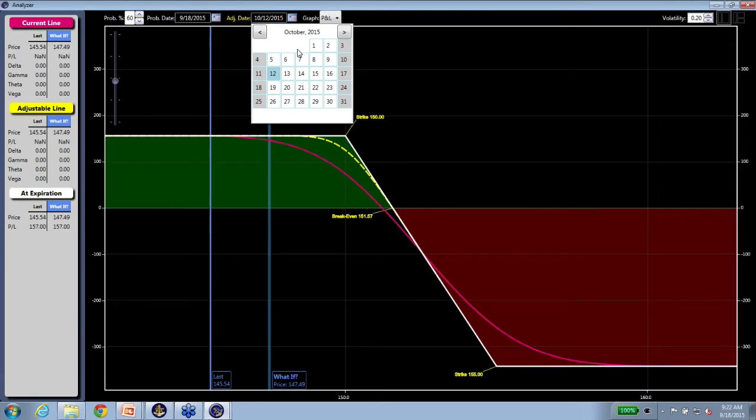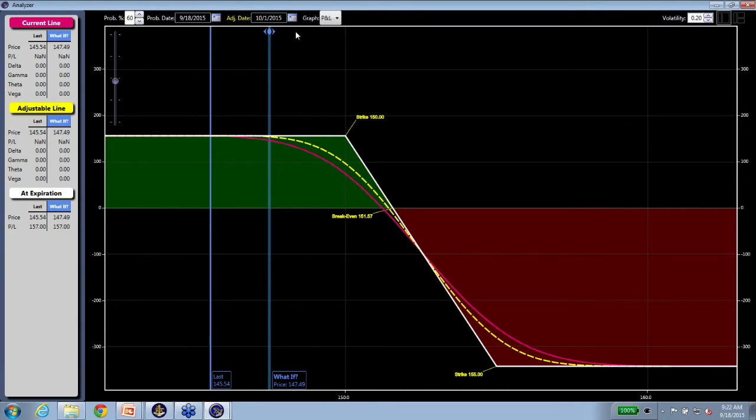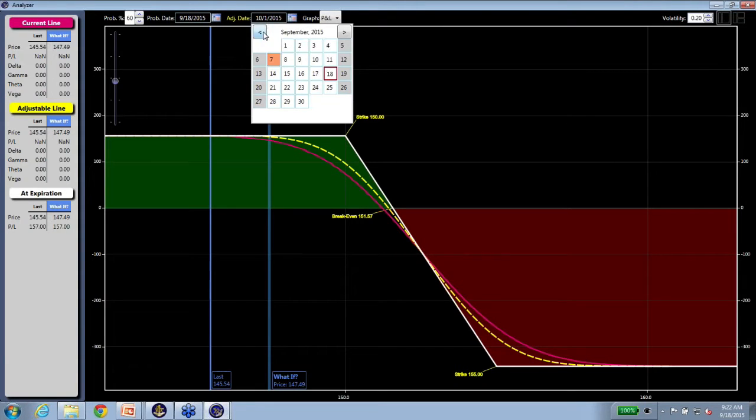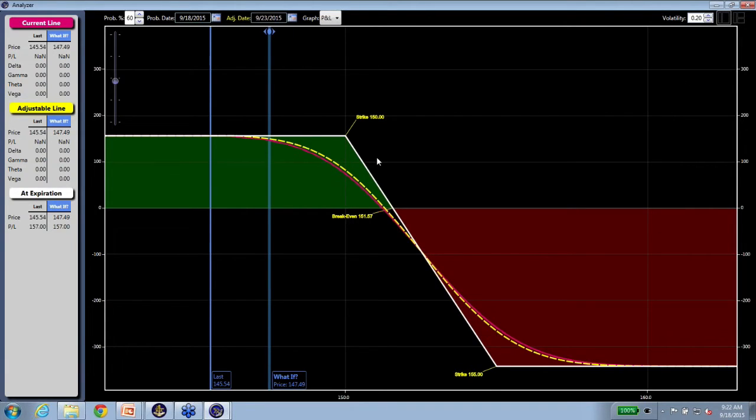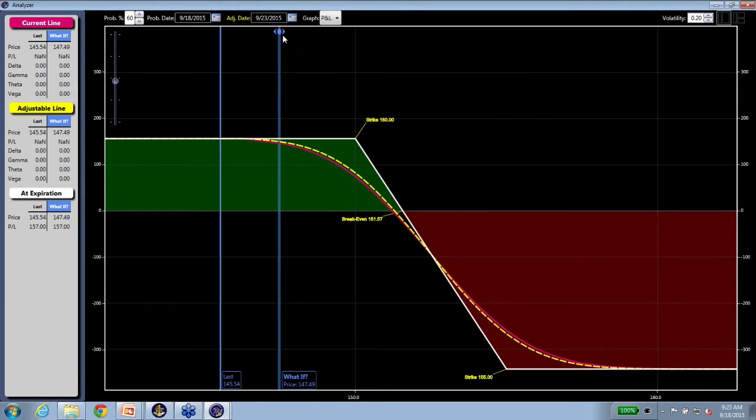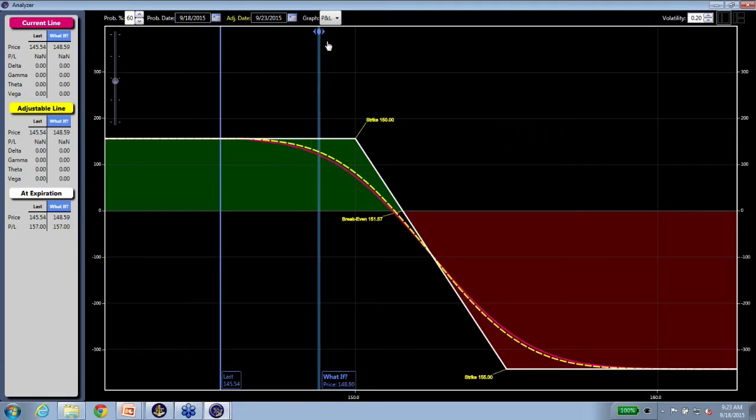So right now it's set for October 12th, but let's move the adjustable line earlier. Where is the price affected if things kind of stayed the same, and today's the 18th and we got in this trade and we go out a few days, then you can see our break-even point is a little bit less. But at the same time, even if we go up in this price, it's not going to be as profitable because we didn't give it as much time in this case. And then of course there's the current line, which is the pink line.